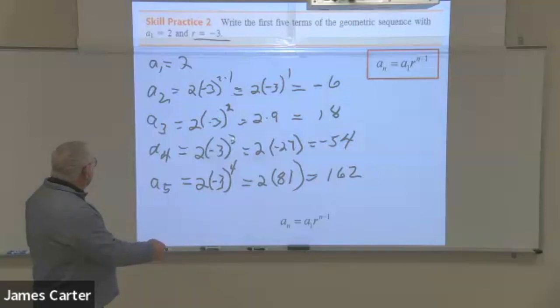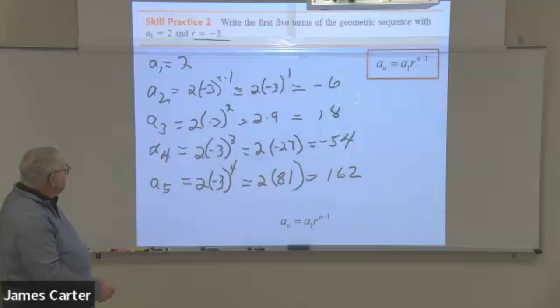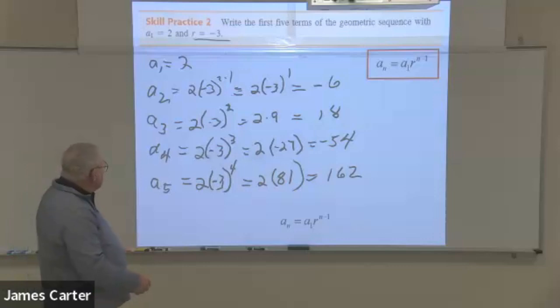4 minus 1 is 3. Gives you negative 27 times 2 is negative 54. 5 minus 1 is 4. Gives you 81 times 2 is 162. So your first 5 terms are 2, negative 6, 18, negative 54, and 162. Notice in this case, you have an alternating sequence in here.